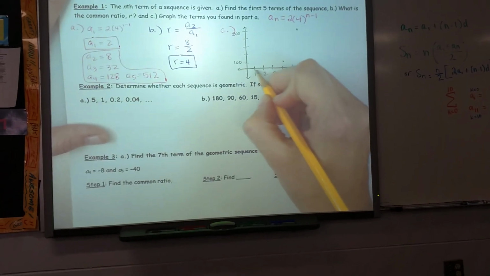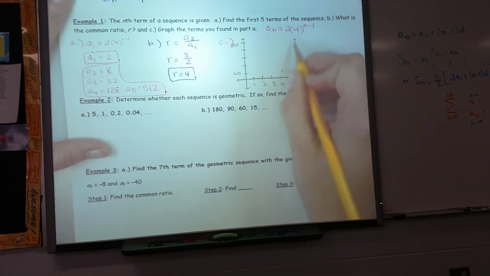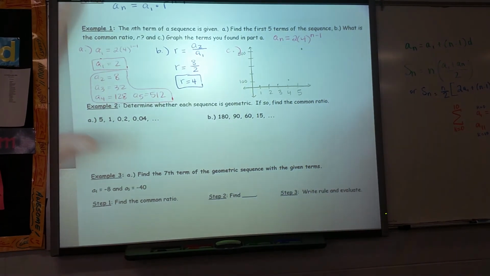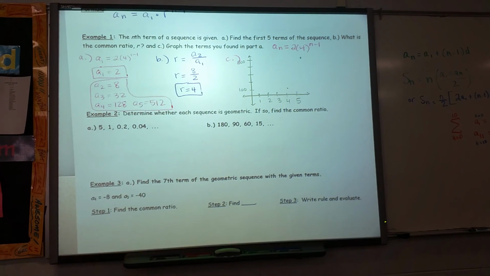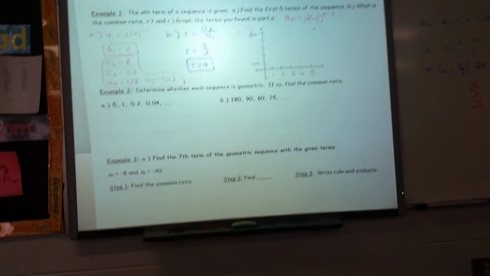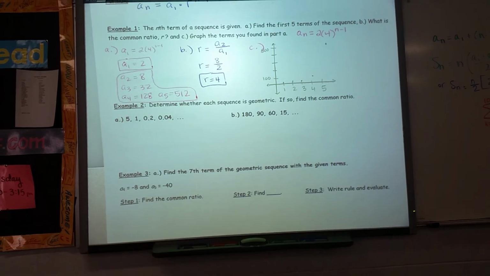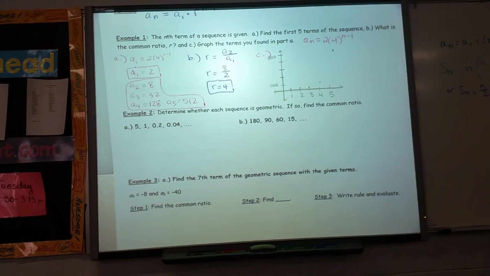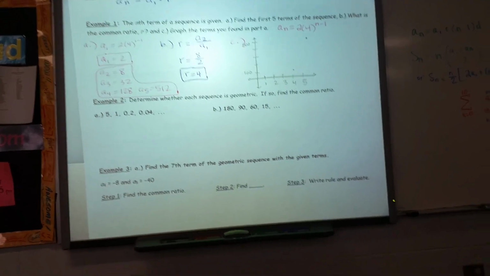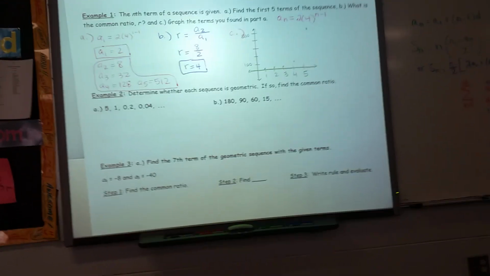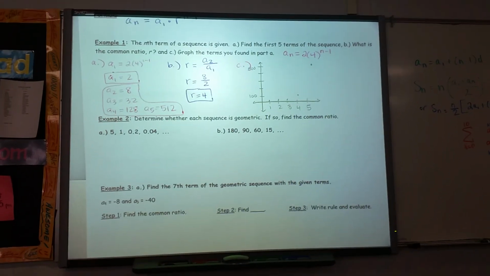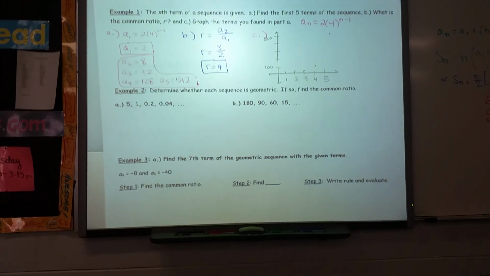If I connected these, wouldn't they form an exponential graph? Yes, they would. But who can tell me why we are not connecting them? You remember? I said it yesterday. What kind of numbers do we use as sequences? The natural numbers, the counting numbers. All we're plugging in is 1, 2, 3, 4, 5. We don't have those decimals in between, so we are not going to connect those.